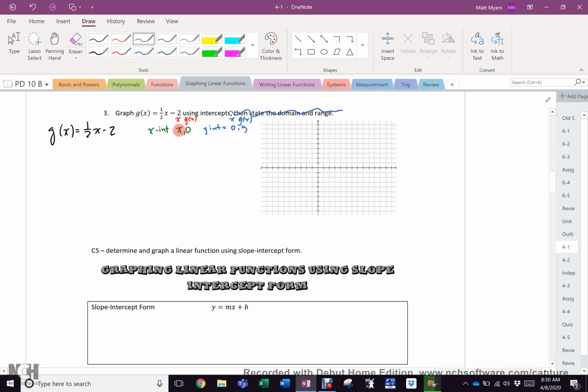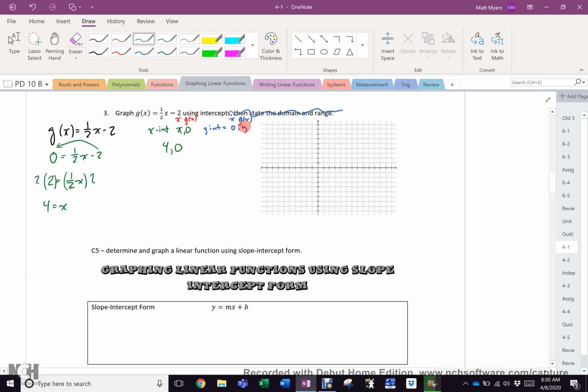So for this first one, x is staying x, but g of x is 0. Well, there's g of x, right? So 0 equals 1/2 x minus 2. Bring the 2 over. 2 equals 1/2 x. Multiply this side by 2 to get rid of the 2. Multiply this side by 2. 4 equals x. There's an x. X equals 4. So 4, 0.